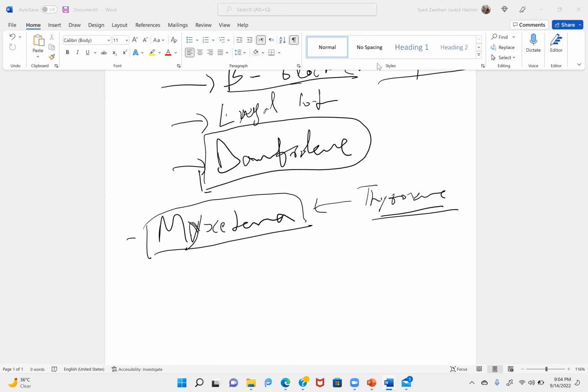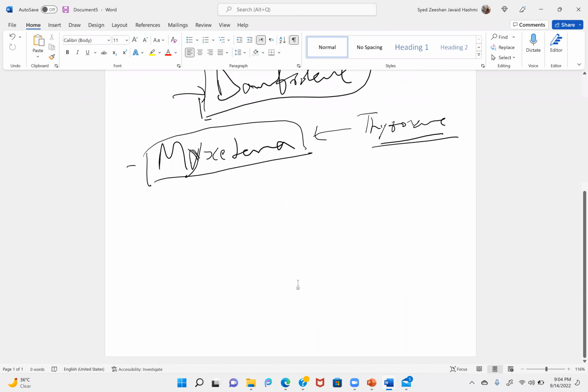Is Lugol's iodine effective during a crisis? No, but we will give it to decrease the vascularity and as follow-up management. Okay. So what else? These are just the basic problems which you will face. Otherwise, as I told you, the majority of the things will be just like any other surgery.